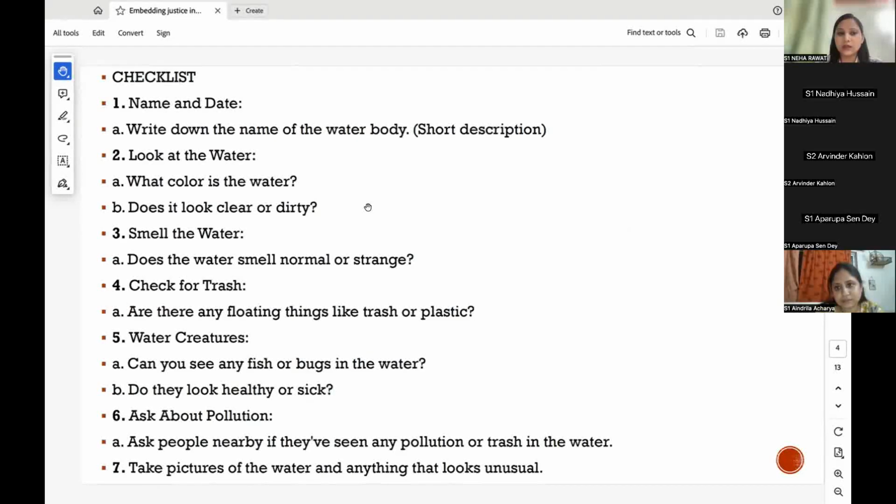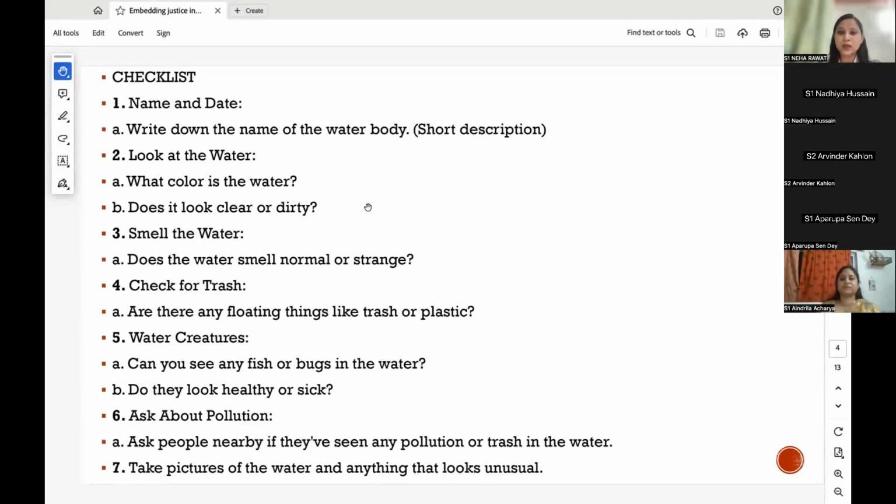Does it look clear or dirty? What is the smell? If the water is odorless, it is pure. But if some strange smell is coming, look for trash. Is there anything floating on the water? Any plastic? Then can you see any fish or bugs in the water? If you can see, then how are they looking? Are they healthy or sick? Ask about pollution. Then also try to interview people nearby about why the condition of the water is like that.